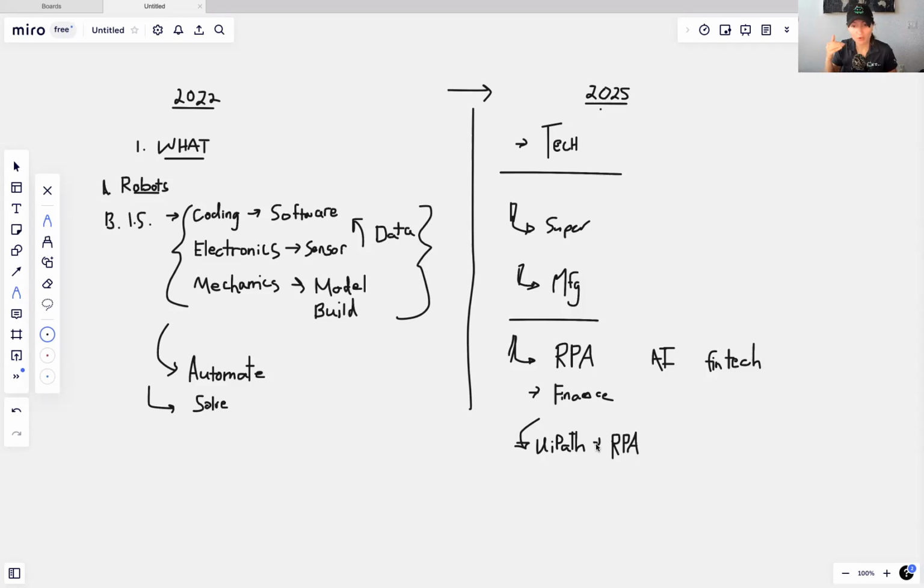So this was kind of my quick little overview about robotics, where I see it is now, where I see it going in the future.